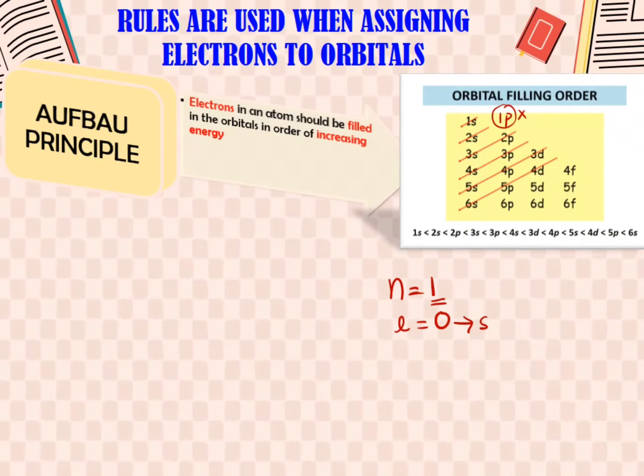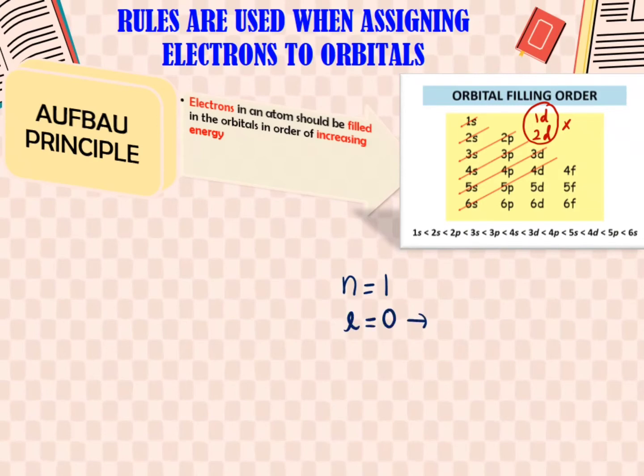Kemudian kalau you tengok D, kenapa tak ada 1D dengan 2D? Why we don't have this one? Tak boleh. Why? This is the reason. Okay, when n equal to 1, L only equal to 0, which refer to orbital S. So, that's why bila shell yang pertama, dia tak ada D kelas. Dia hanya ada S orbital.